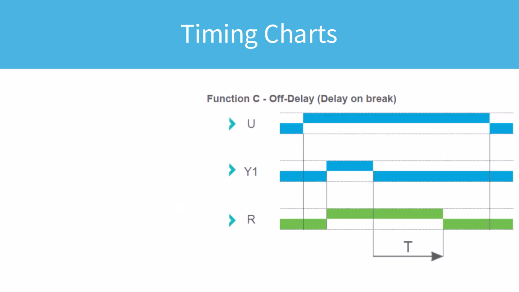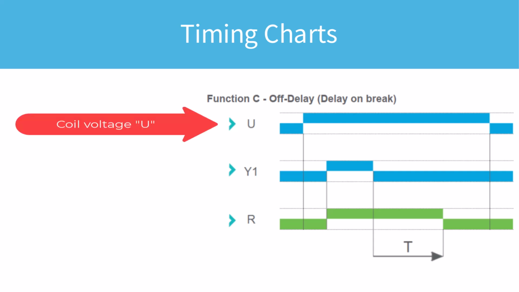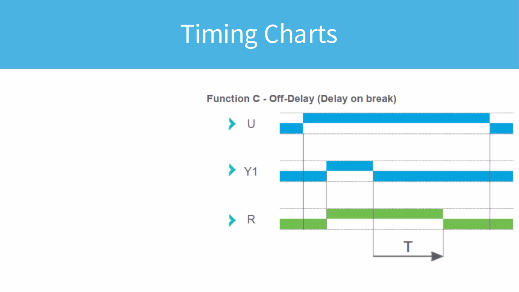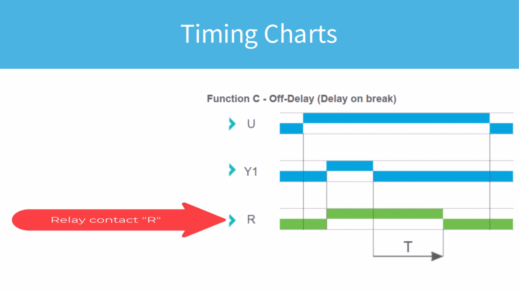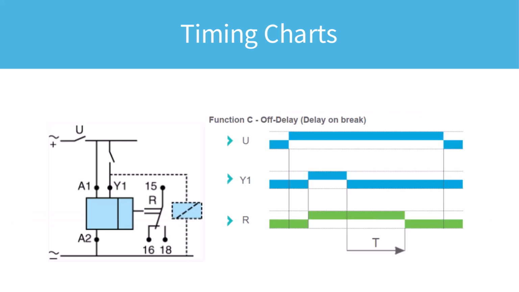Study the timing chart displayed. Note the coil voltage supply labeled U and color blue. Note the control contact labeled Y and color blue. Now note the relay contact labeled R and color green. Now visualize the real-world physical components with the assignments in the timing chart. A change of component state is represented by the horizontal rectangle state, low or high.